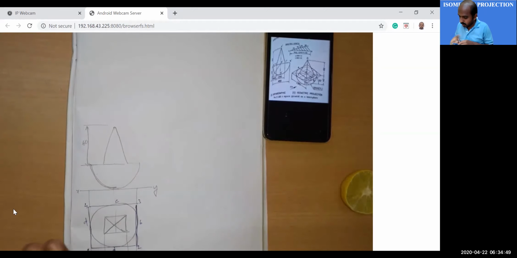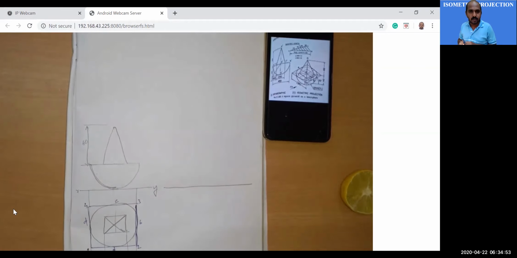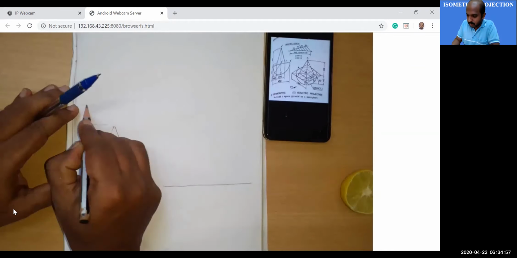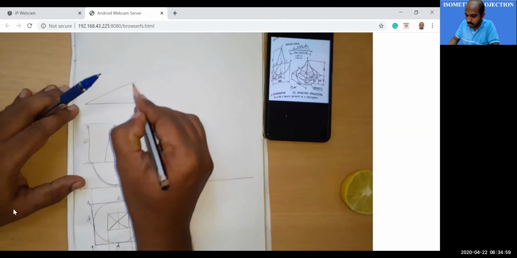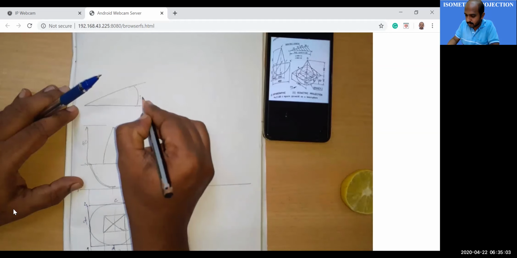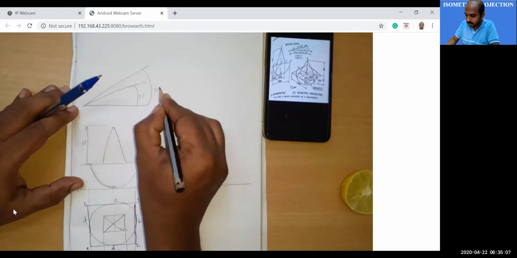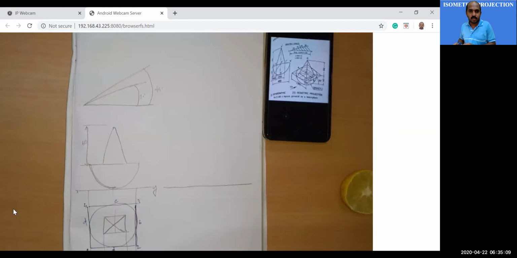Now to draw the line in line with the XY line. So before that we need to draw the isometric scale. You remember the isometric scale: isometric 30-degree line and 45-degree line. Okay, what is the isometric scale?